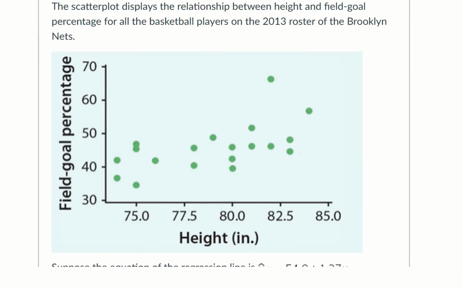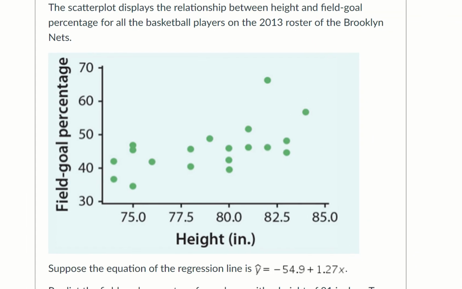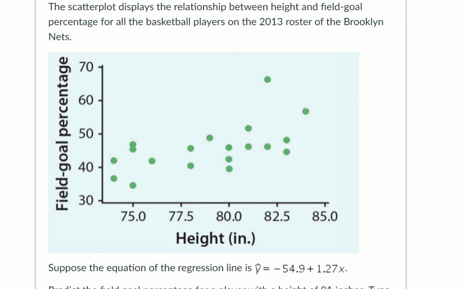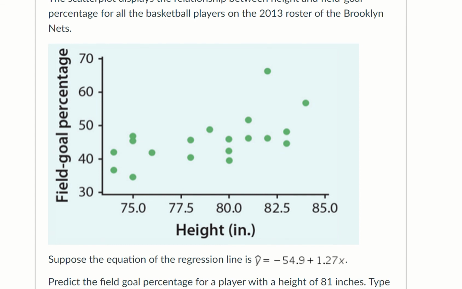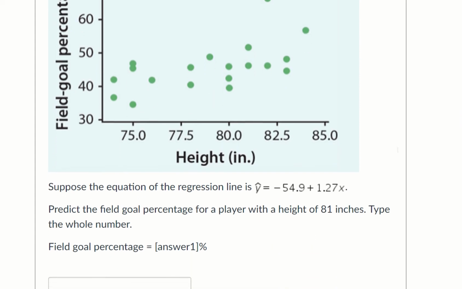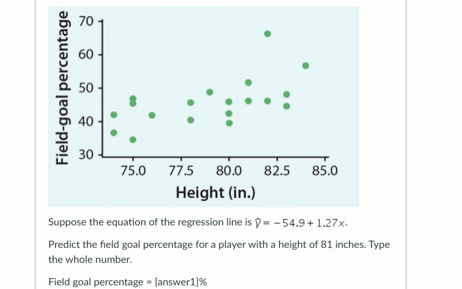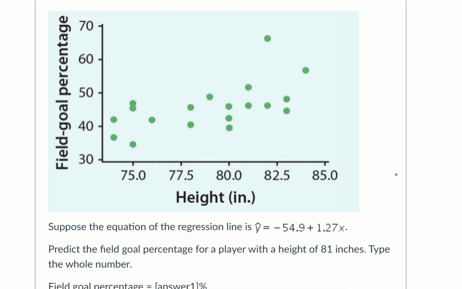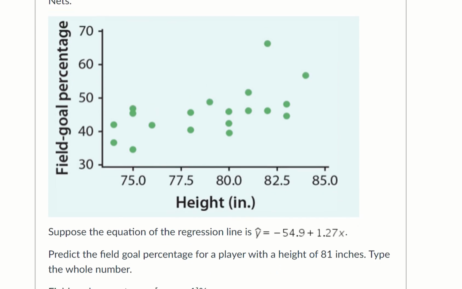All right, so the scatter plot displays the relationship between height and field goal percentage for all the basketball players on the 2013 roster of the Brooklyn Nets. So we have field goal percentage on the y-axis, height on the x. So basically they're thinking that the height of the player impacts their field goal percentage. It looks like from the data, the greater the height, the greater the field goal percentage. So they have some kind of advantage.